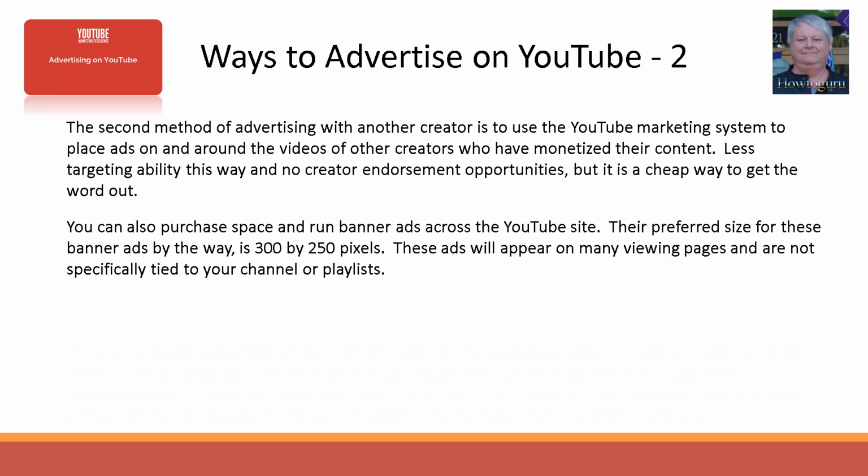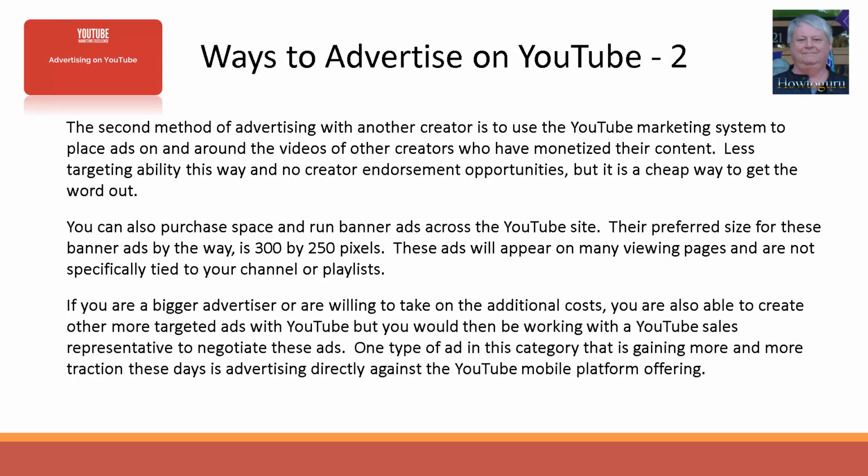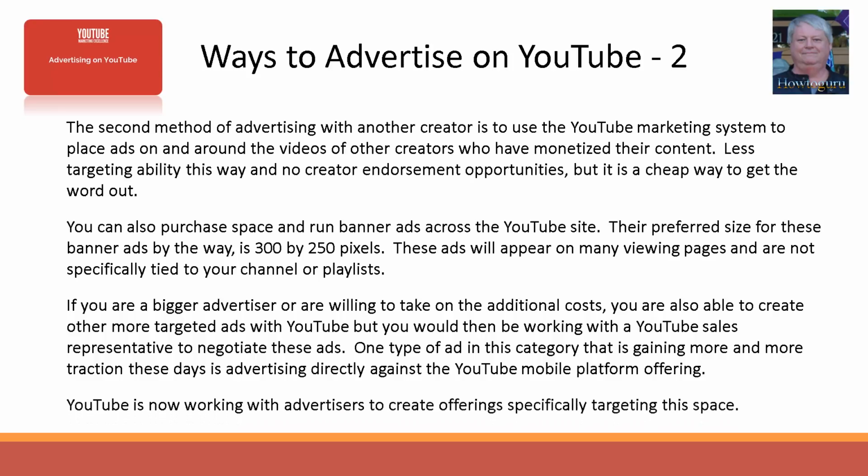If you are a bigger advertiser or are willing to take on the additional costs, you are also able to create other more targeted ads with YouTube, but you would then be working with a YouTube sales representative to negotiate these ads. One type of ad in this category that is gaining more and more traction these days is advertising directly against the YouTube mobile platform offering. YouTube is now working with advertisers to create offerings specifically targeting this space. This article presents just an overview of the types of options available to you with respect to advertising on YouTube.